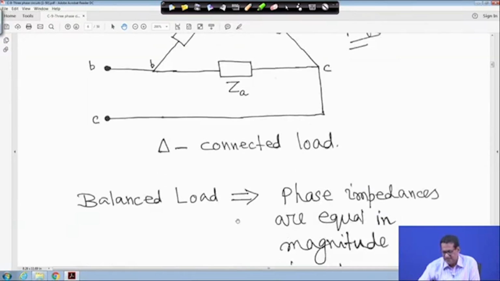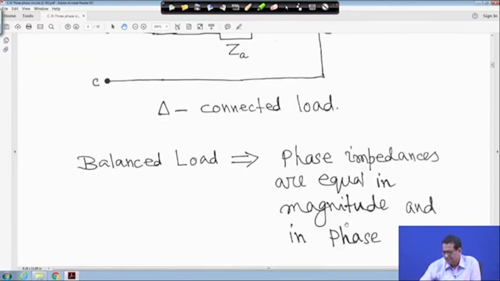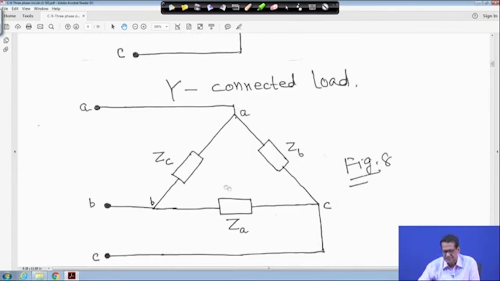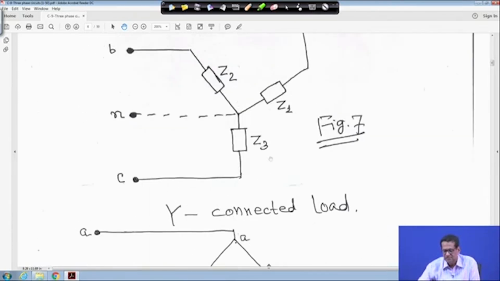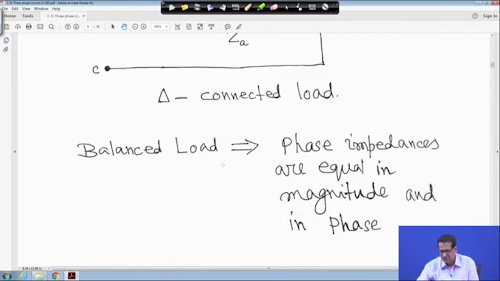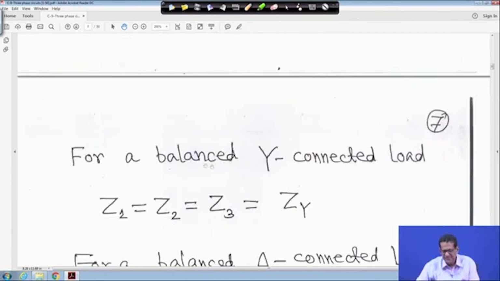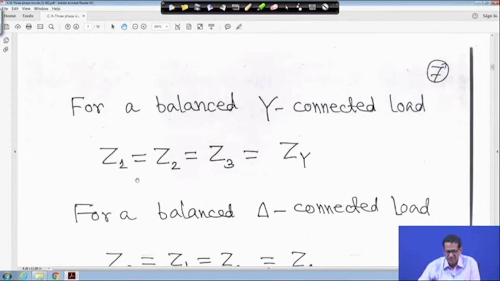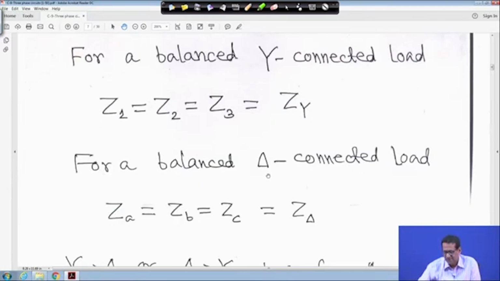Now, for a balanced load, phase impedances are equal in magnitude and in phase. That means Z1, Z2, Z3 will all have the same magnitude and the same angle. Then it is balanced, similarly for here. So for a balanced star connected load, Z1 is equal to Z2 is equal to Z3 is equal to ZY, that is Z star. For a balanced delta connected load, ZA is equal to ZB is equal to ZC is equal to Z delta. We will consider only balanced loads.